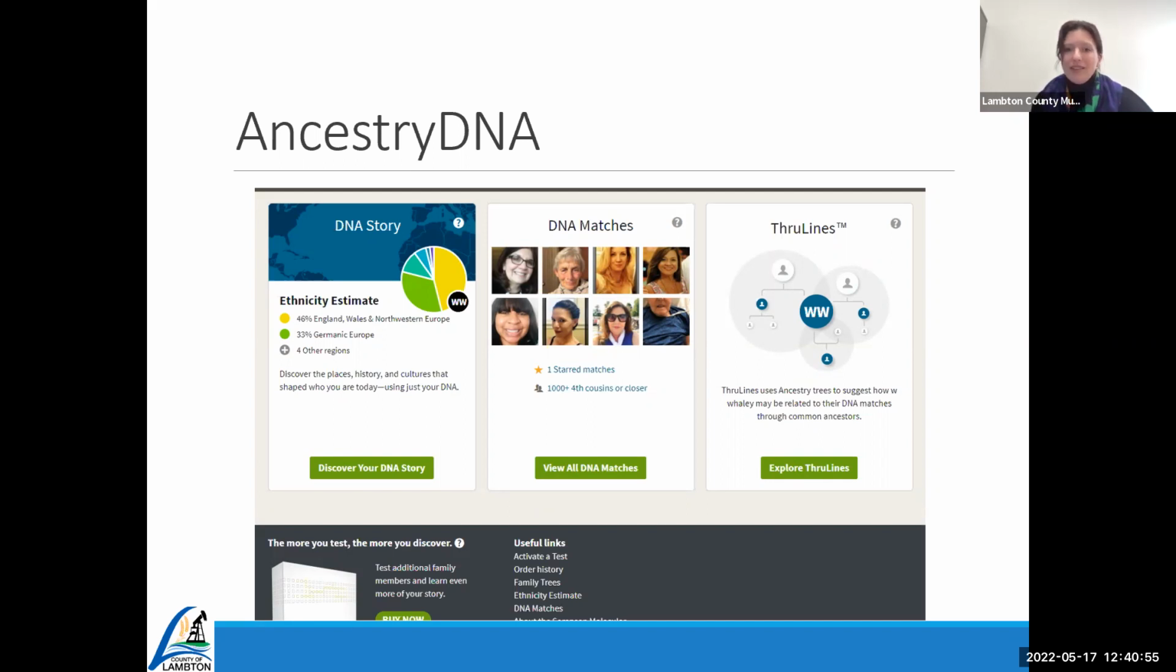So Ancestry tests the autosomal DNA. And the pro is it is connected to Ancestry, and you can certainly use it if you're interested in family tree building. The con of this one, though, is if you're interested in genetic health screening, this doesn't offer that. So keep that in mind when you're trying to figure out which one you want to do.